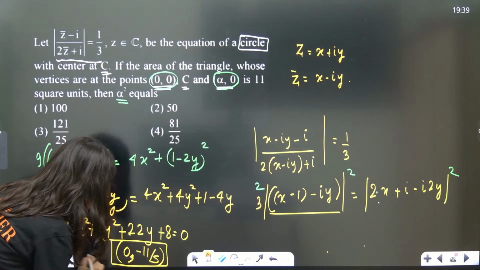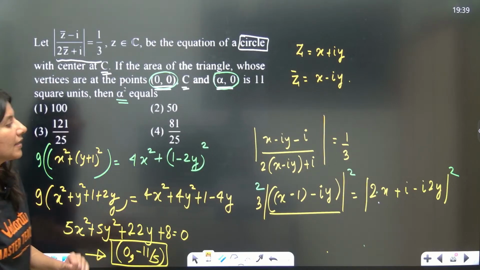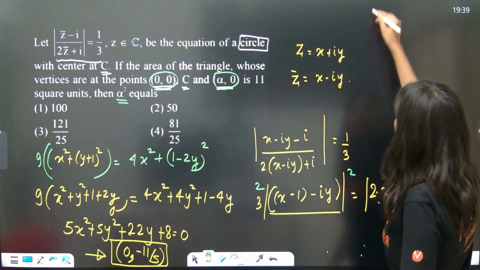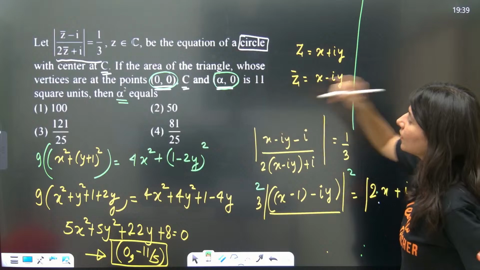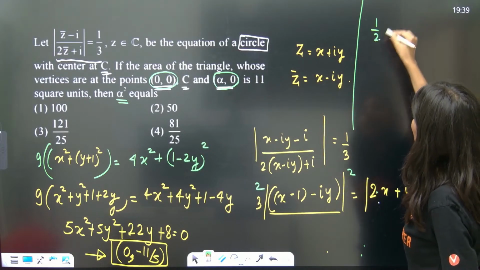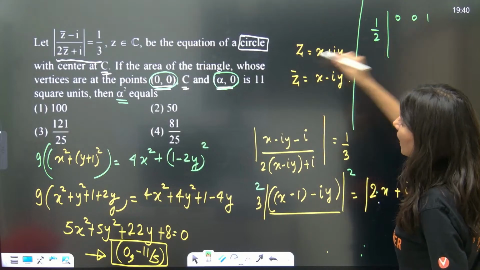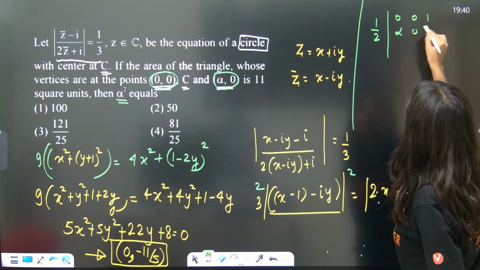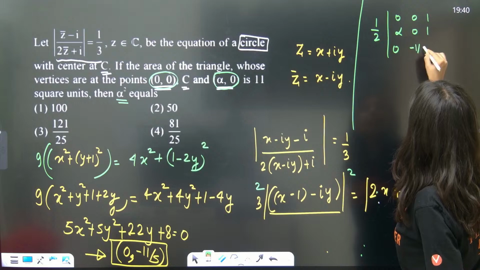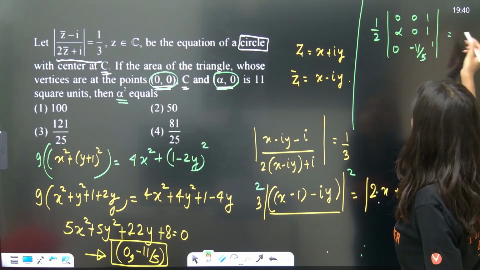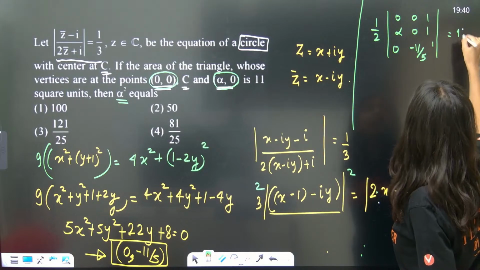Y coordinate is negative 11 by 5. So the point is 0 comma minus 11 by 5. Over here, understand, we have 0 comma 0. So half, area of the triangle with points 0 0, alpha 0, and 0 minus 11 by 5. As per the question, this area is 11.